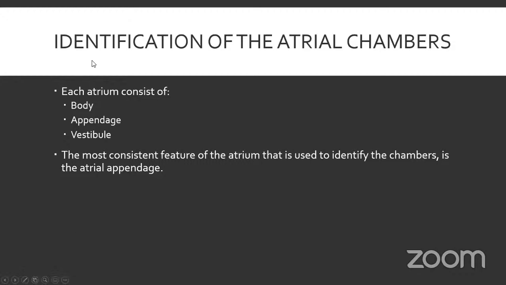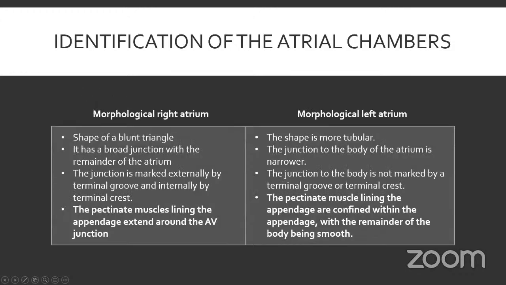Obviously, the arrangement of the atrium consists of the body, appendage, and vestibule, or the outlet for the atrium. Now, out of all the features of both atria, the most consistent feature that has been found is the atrial appendage.